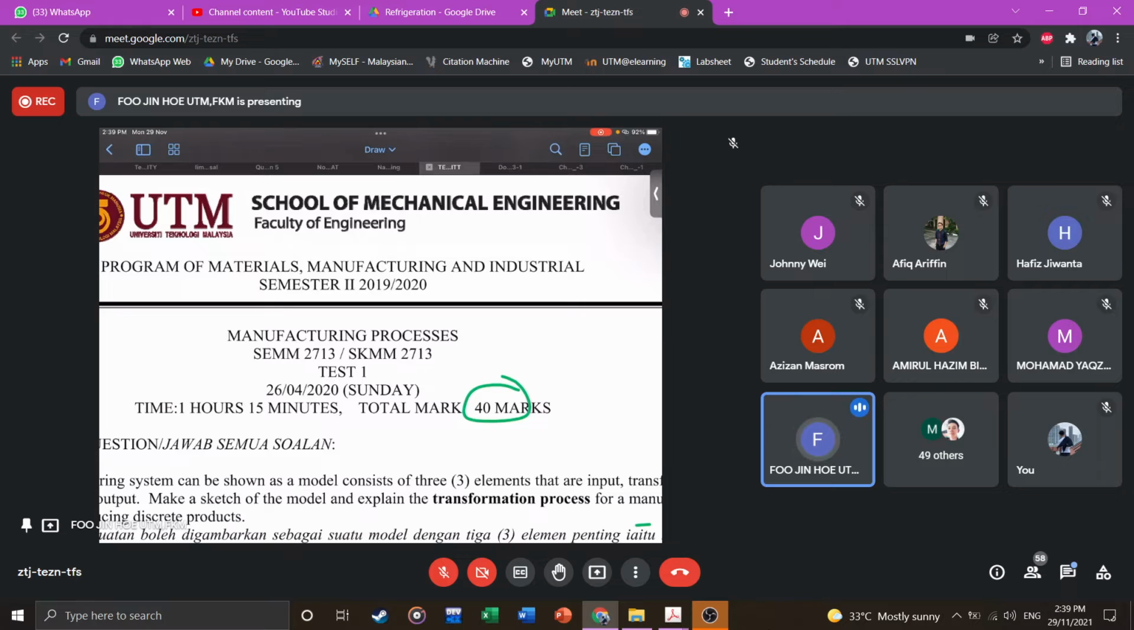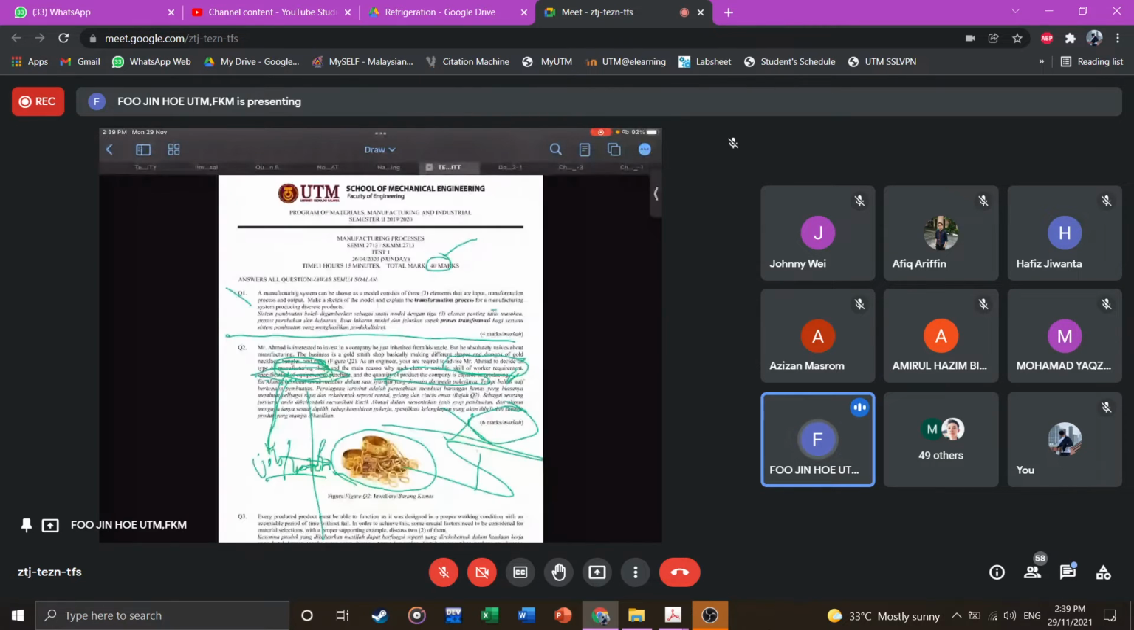So 40 marks, 1.5 hours. So this one 115 lah. But for the test tomorrow is 90 minutes. Okay, the total test time is 90 minutes. So in the 90 minutes you have to answer 40 marks. So each mark is 2.5 minutes.